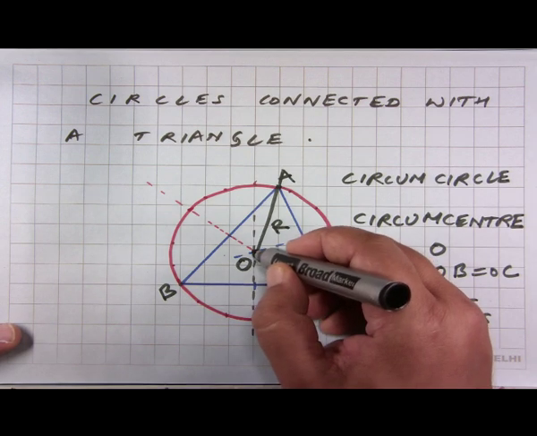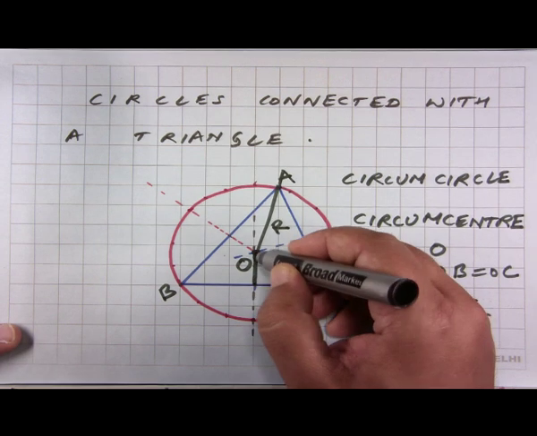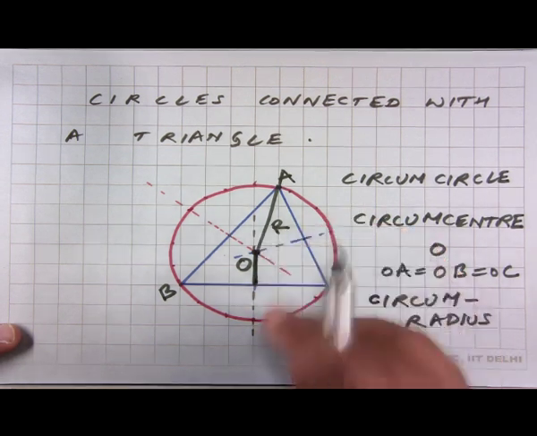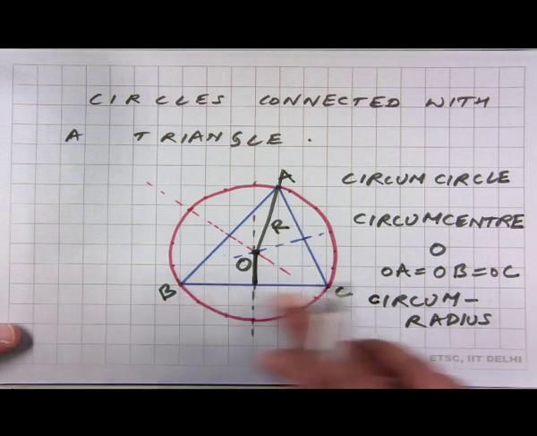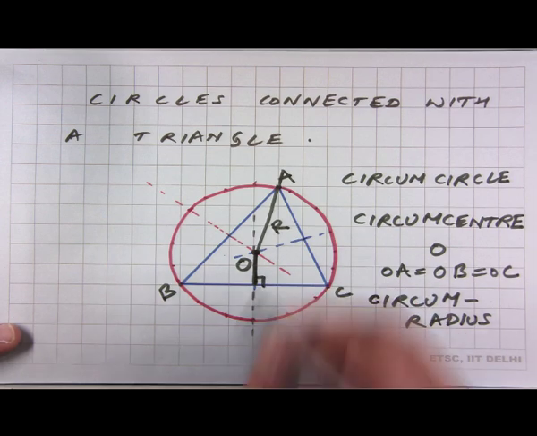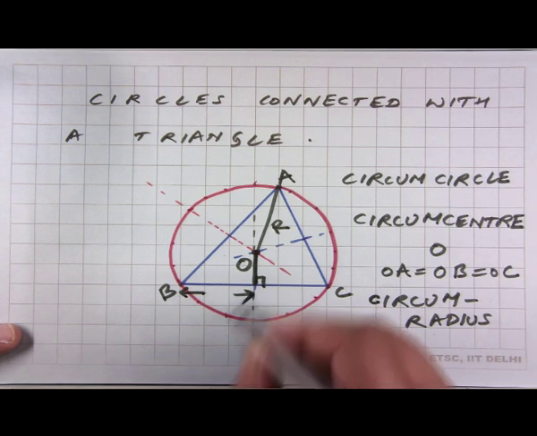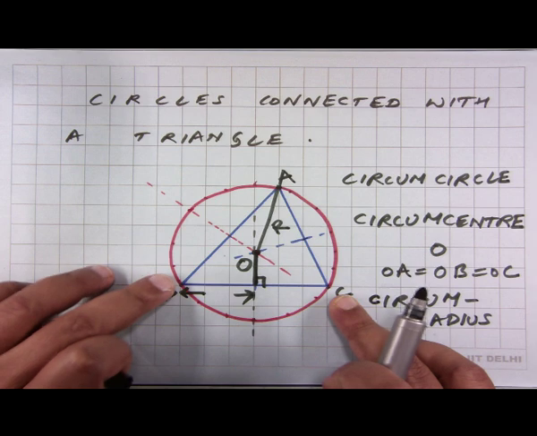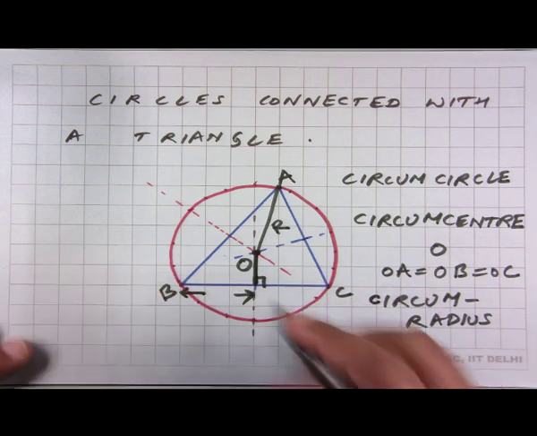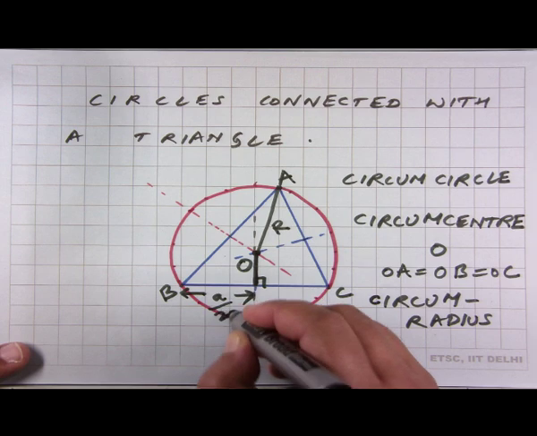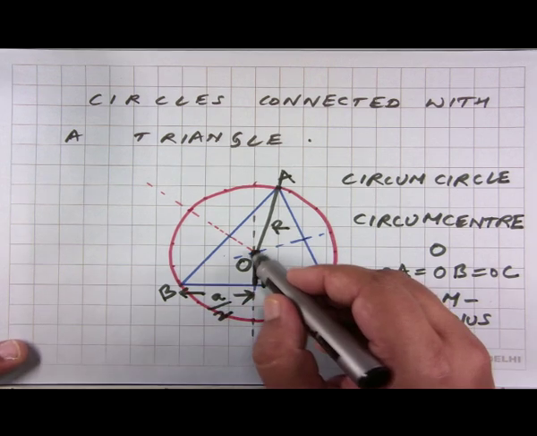We know that this black dotted line is a perpendicular bisector of this line BC, and what that means is that this angle is 90 degrees, and the length of this particular segment is half of the total length, which is a by 2.